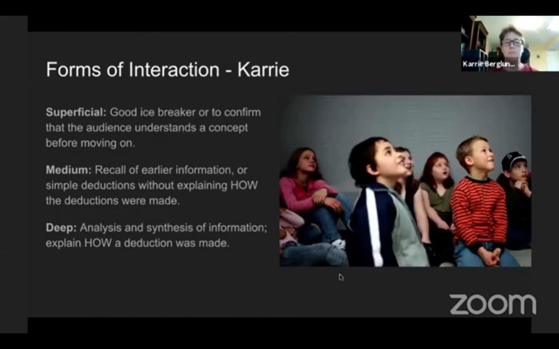And then medium, I might ask them to recall some earlier information that I shared. Remind us how we use the pointer stars to find Polaris. Or I might ask them for a simple deduction without explaining how that deduction was made. If you ask for that deduction, that gets more into the deep, the analysis and synthesis of information. So I may ask something like, do we all see the same moon phase on the Earth at the same time? Get some ideas and then ask, how do you know that? Or why do you think that we do or do not? Ask the audience to process their reasoning.